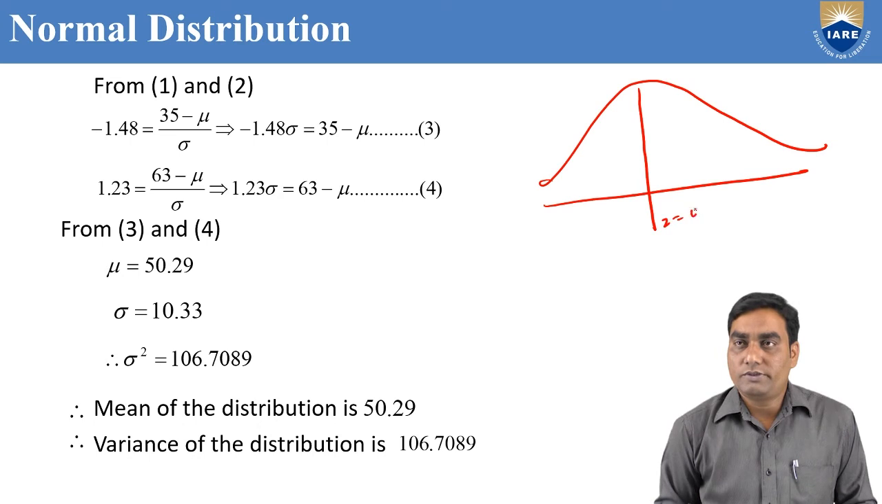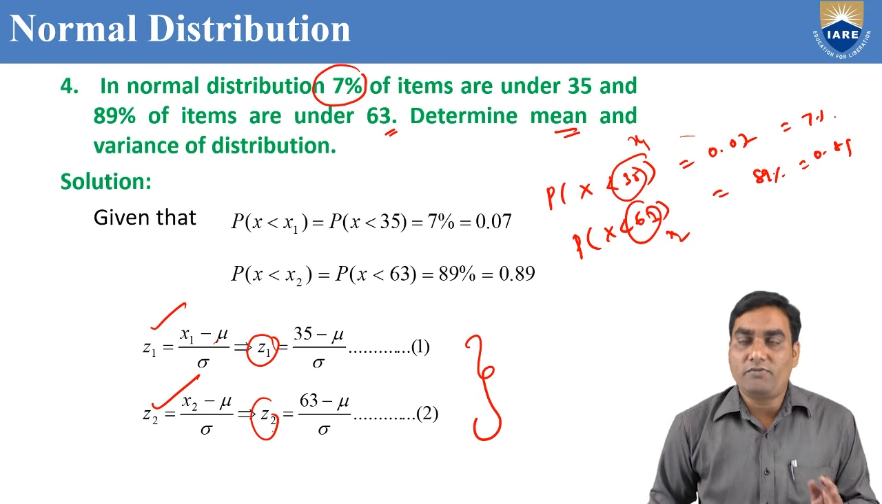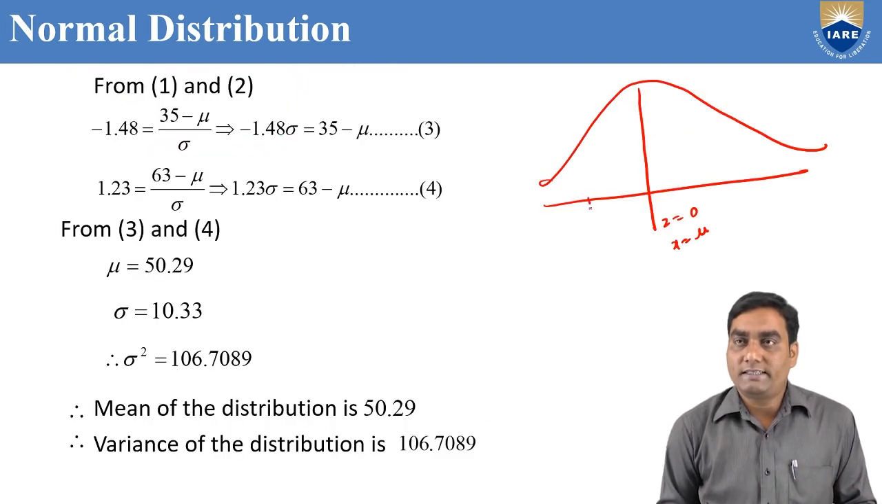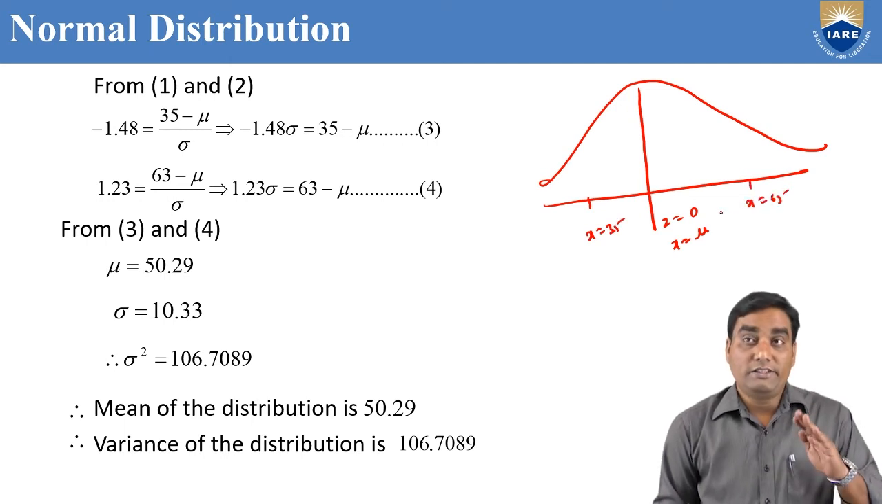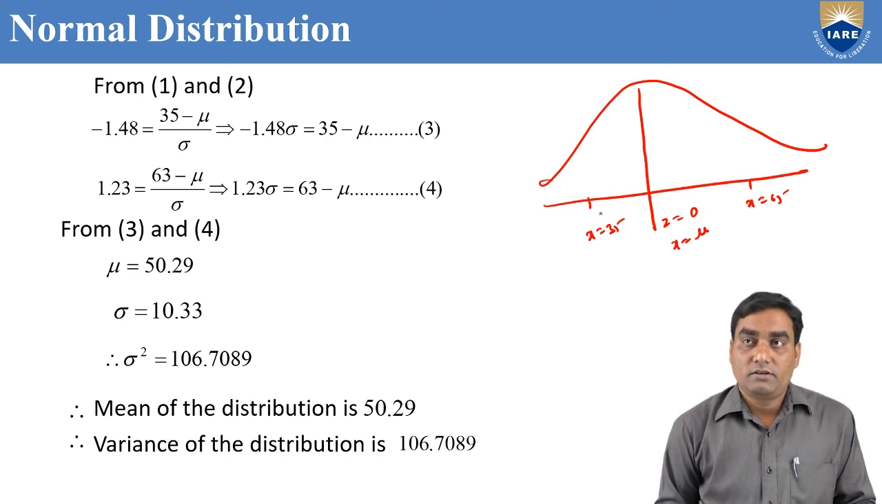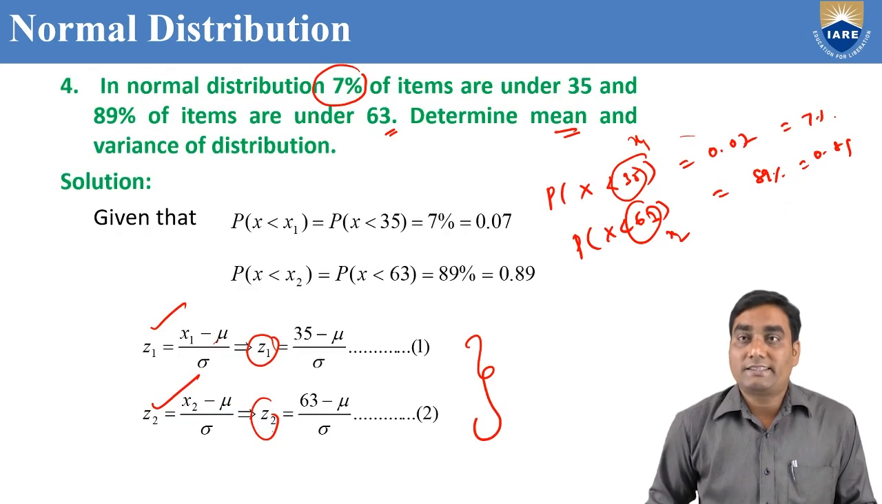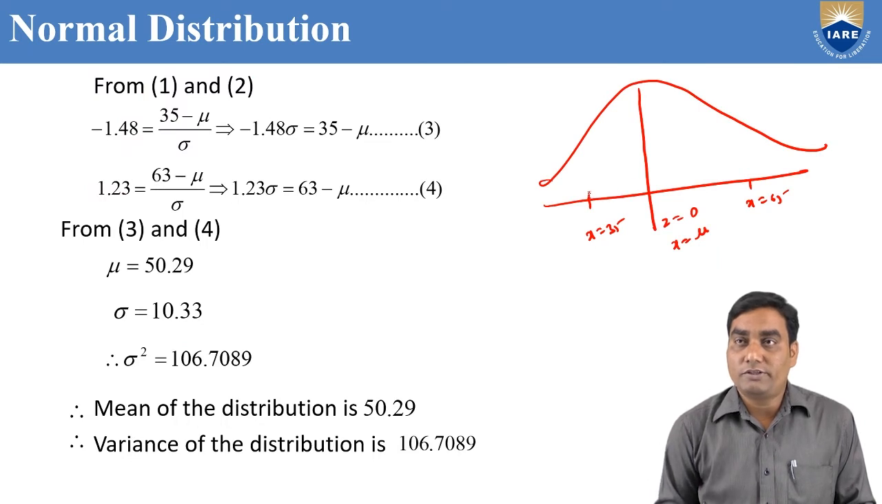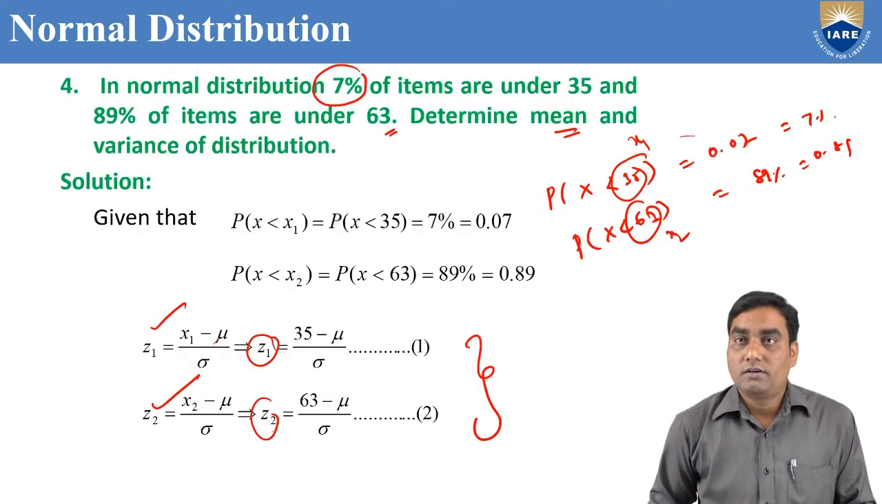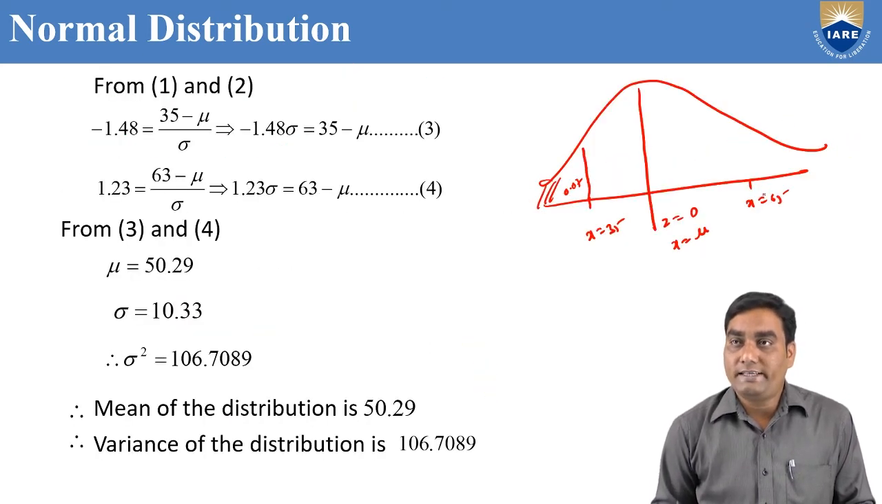This is Z equal to 0, X equal to mu. See, you take X less than 35. One value you take on the left side, one value on the right side. X equal to 35, X equal to 63. Z has negative values on the left side and positive values on the right side. But X we don't know. One value you take less than 35 and one value 63. X less than 35, this is 0.07, given. Less than 63, 0.89. This total value is 0.89.